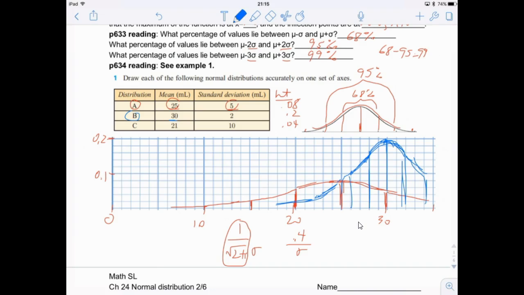Okay? So it's a little taller because it's narrower. Remember that the area of each one of these curves has to be the same. It has to be equal to 1. So if you have a wide curve, like the red one, then it's going to be shorter. And if you have a narrow curve, like the blue one, then it's going to be taller.